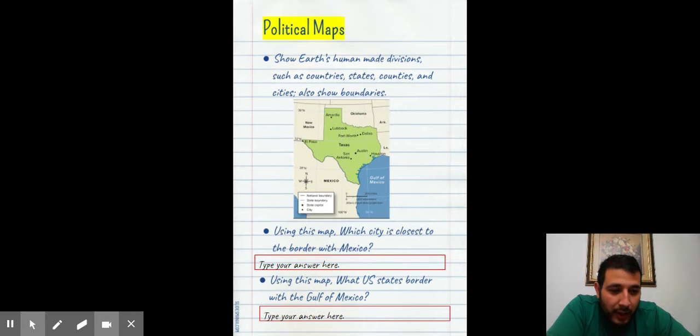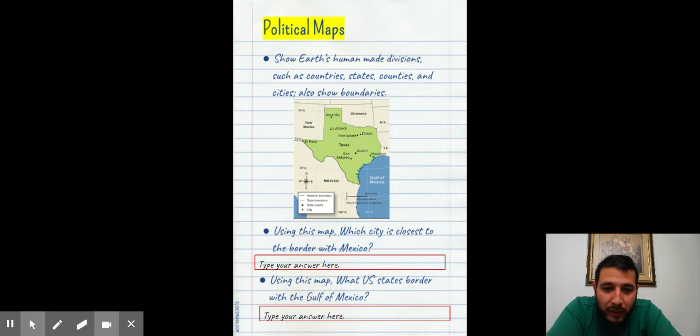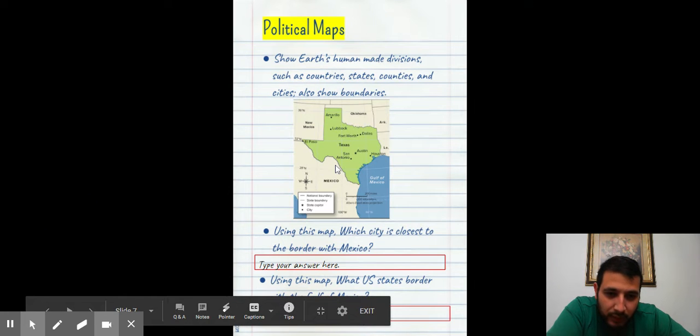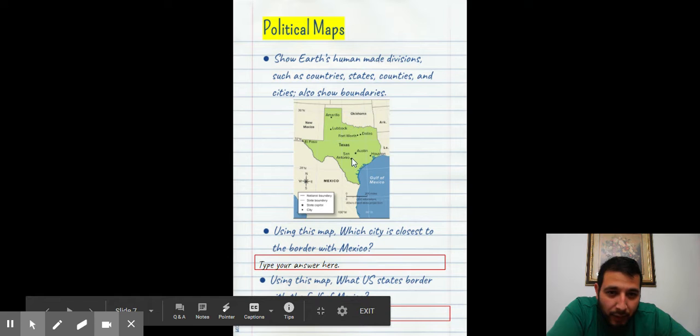Okay. So now let's show a political map. These are human-made divisions. We make them up. So let's look at the questions. It says, using this map, which city is closest to the border with Mexico? Well, you can say Brownsville, but Brownsville is actually not in the map. It's not written in. You can say Laredo, but it's actually not there either. So you have to look at what cities are here in order to answer the question.